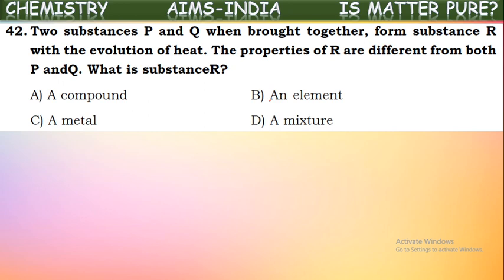For example, if you consider P as hydrogen and Q as oxygen, when these two combine, they form a substance, H2O. We know here the properties of water are completely different from hydrogen and oxygen. That's the same they have mentioned here. So what is this here? It is a compound. Generally, only in the formation of compounds does evolution of heat or absorption of heat occur. In the formation of mixtures generally it won't happen. Okay, the substance R formed will be a compound.